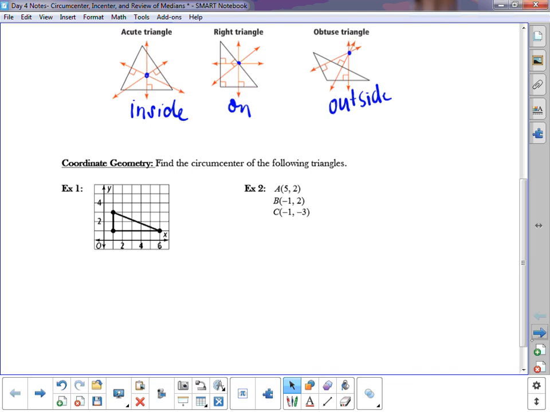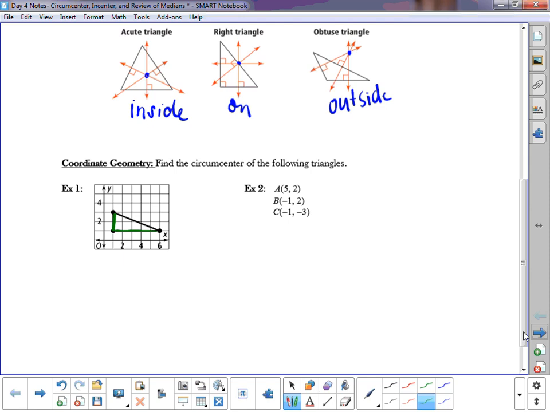Alright, so for our first example, I could find the perpendicular bisector of this hypotenuse, but that's going to be more work than just doing the vertical and horizontal lines. So let's go ahead and do the perpendicular bisectors of these sides.